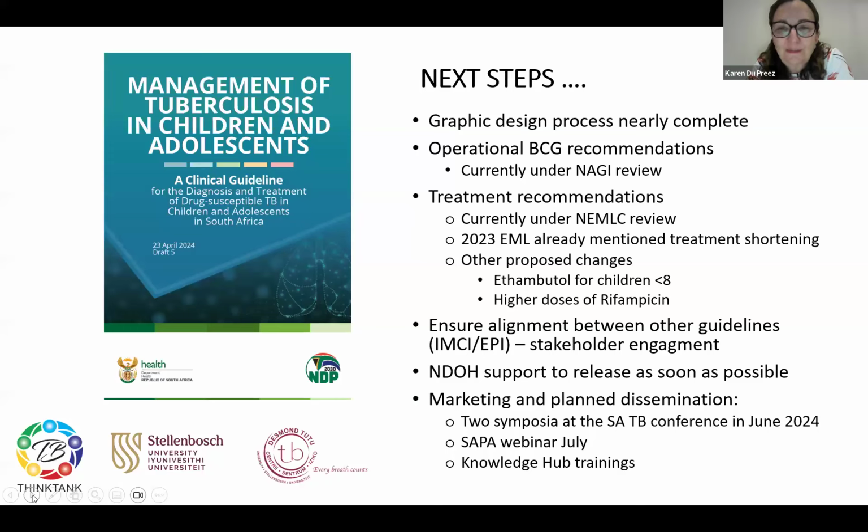The 2023 EML, as many of you might know, already recommends treatment shortening, but within this guidance, we give really good advice on how to practically decide who would be eligible for treatment shortening and who not. Then there's other treatment changes that Prof. Schaaf will also tell you more about a bit later.